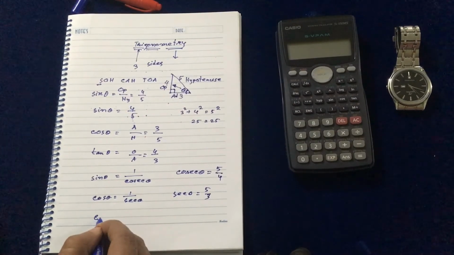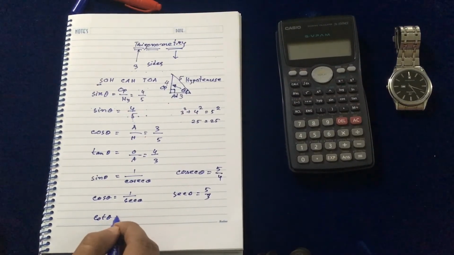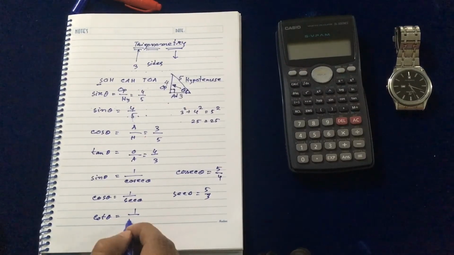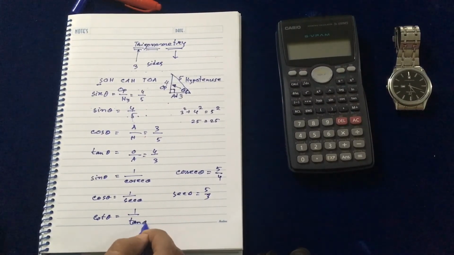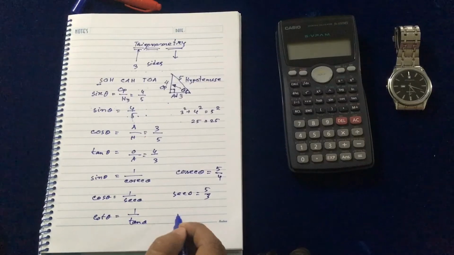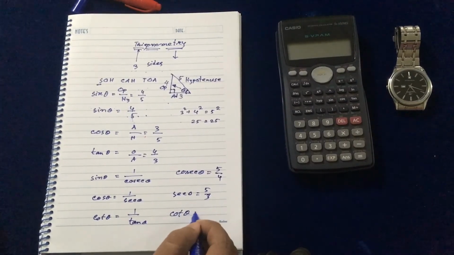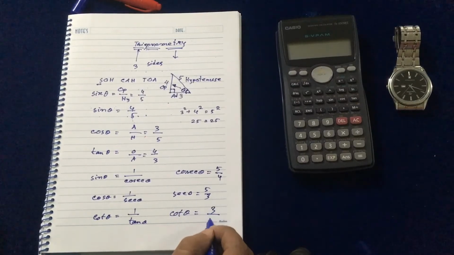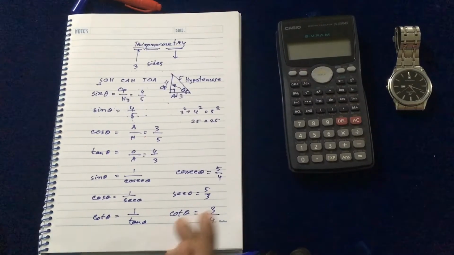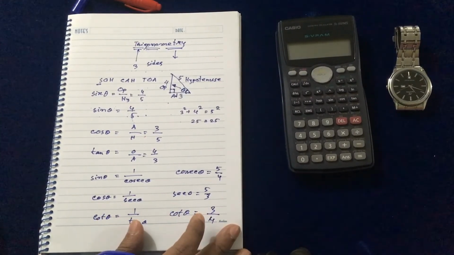And there is another thing which is cot theta. Oh my god, I have written it in the opposite way. Actually I should have written tan theta equals 1 divided by cot theta, but both are correct. There is no mistake here, don't worry. So this will be 3 divided by 4. You see, so we have got 6 different trigonometric ratios here.